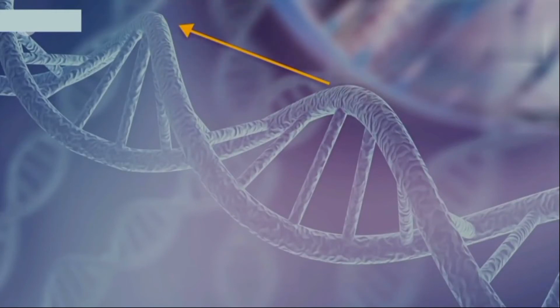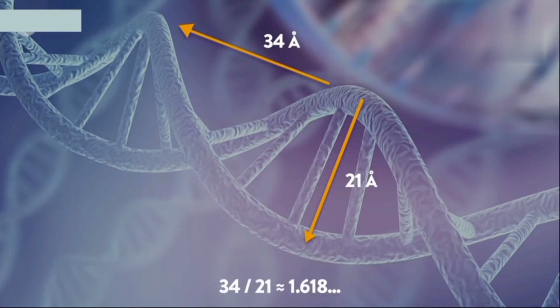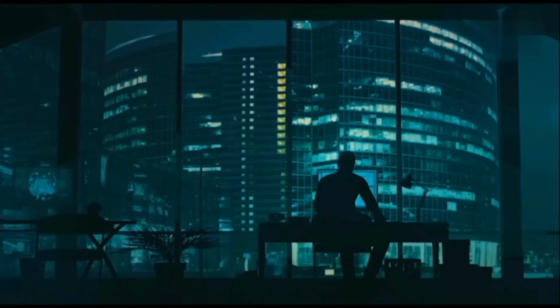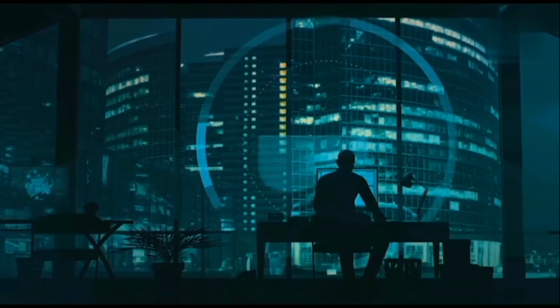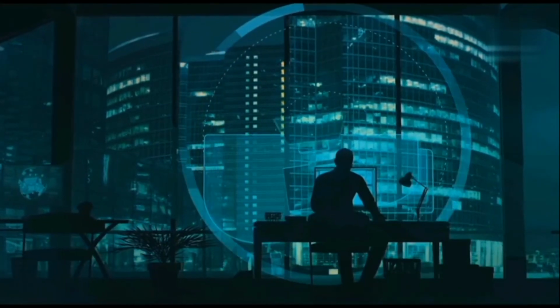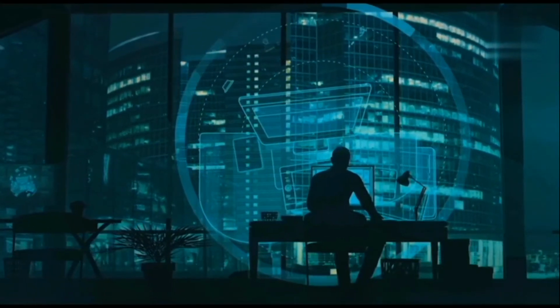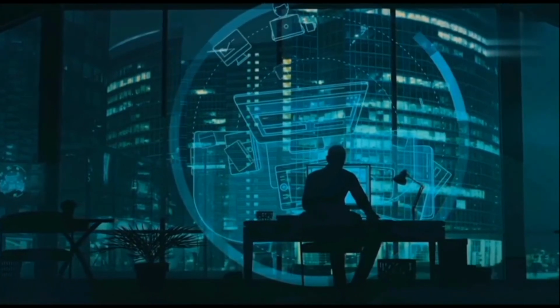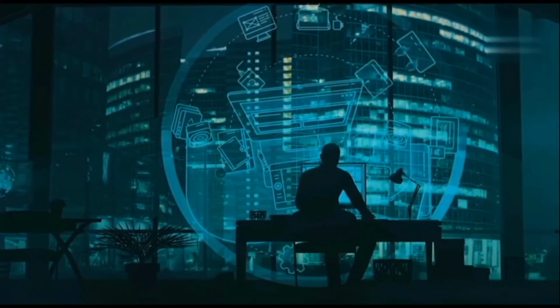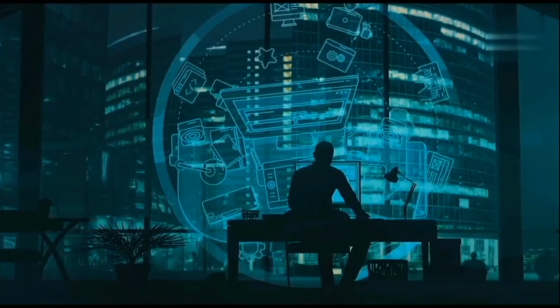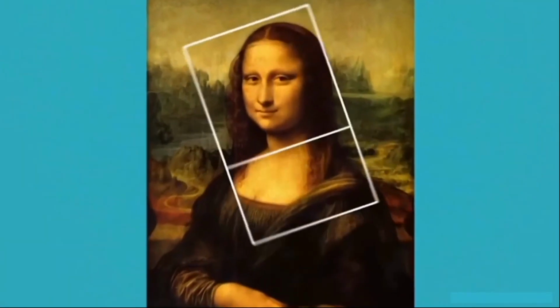The DNA molecule measures 34 angstroms long by 21 angstroms wide for each full cycle of its double helix spiral. These numbers are the Fibonacci numbers, and their ratio is 1.6. When applied to graphic design, the golden ratio simply provides us with a way of creating harmony and proportion that our subconscious mind seems to be attracted to. The golden ratio is the perfect illustration of beauty.